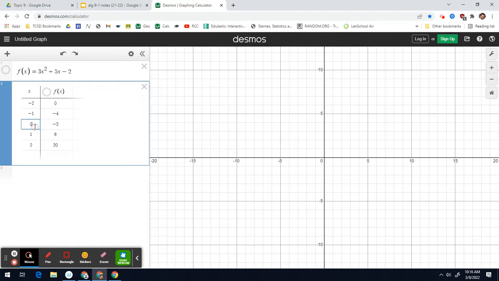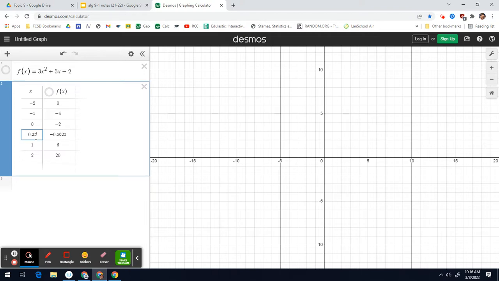Not there. Here. There we go. So 0.25. Okay. I'm going to type in the next one. So I'm still negative. I'm looking for a return positive, 0.5. And there, look, I turned positive.